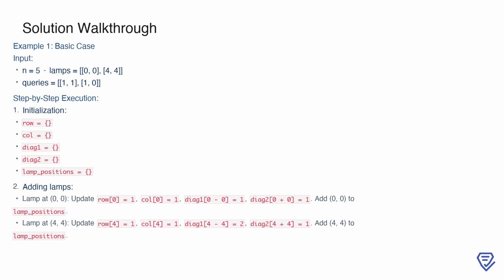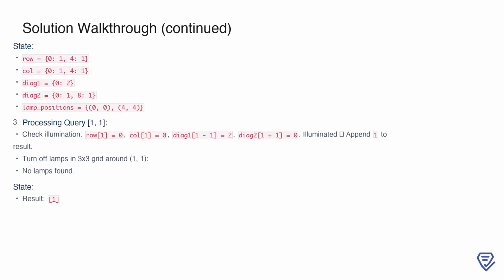the lamps. When adding the lamps, we first consider the lamp at [0, 0]. This updates the row, column, and both diagonals associated with that position. The same process applies to the lamp at [4, 4], updating its respective row, column, and diagonals, while also accounting for overlaps in the diagonal values. These updates allow us to keep track of how each lamp contributes to the illumination of the grid. After adding the lamps, the state of our data structures is as follows: rows 0 and 4 each have 1 lamp, columns 0 and 4 are illuminated, and the diagonal values reflect the overlapping illumination where applicable.